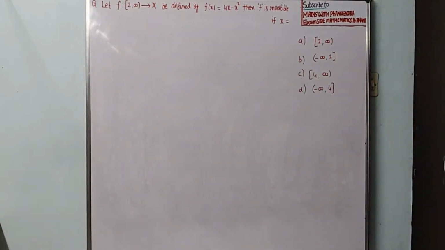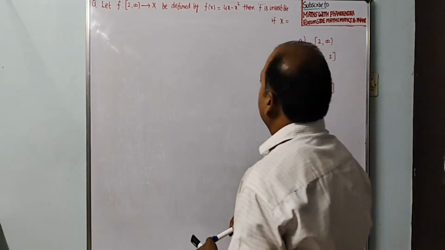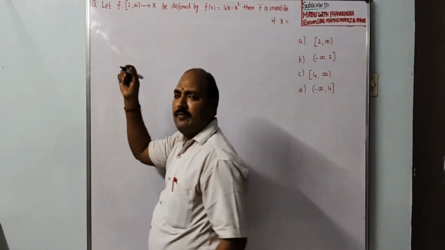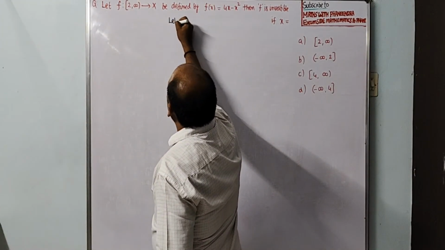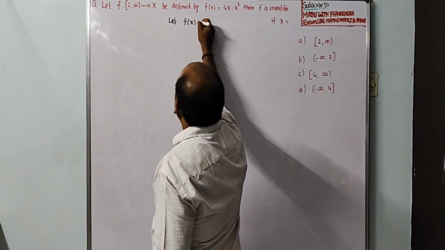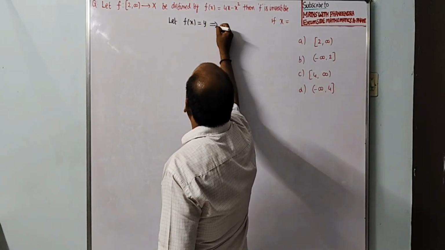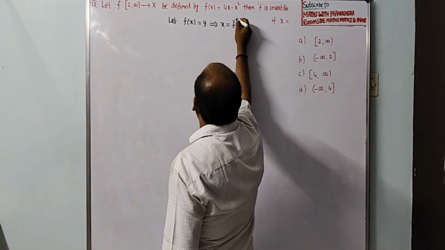So just the inverse exists. They are not asking to find the inverse of the function. For what values of x it will be defined, they are asking the students. So according to the inverse function procedure you have to follow, let f of x equal to y. That implies that x is equal to f inverse of y.